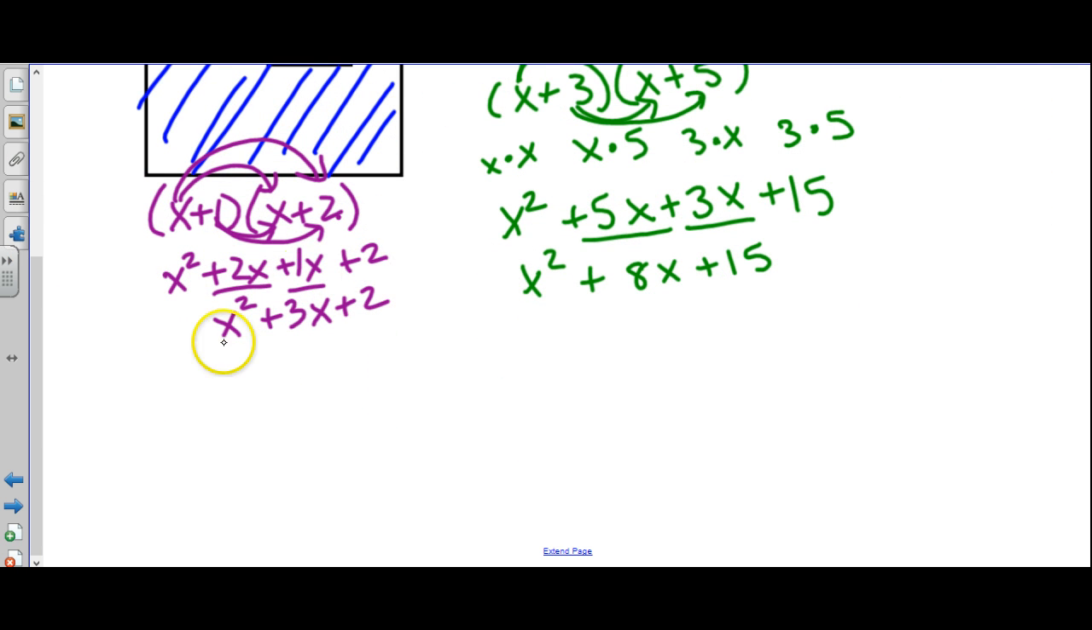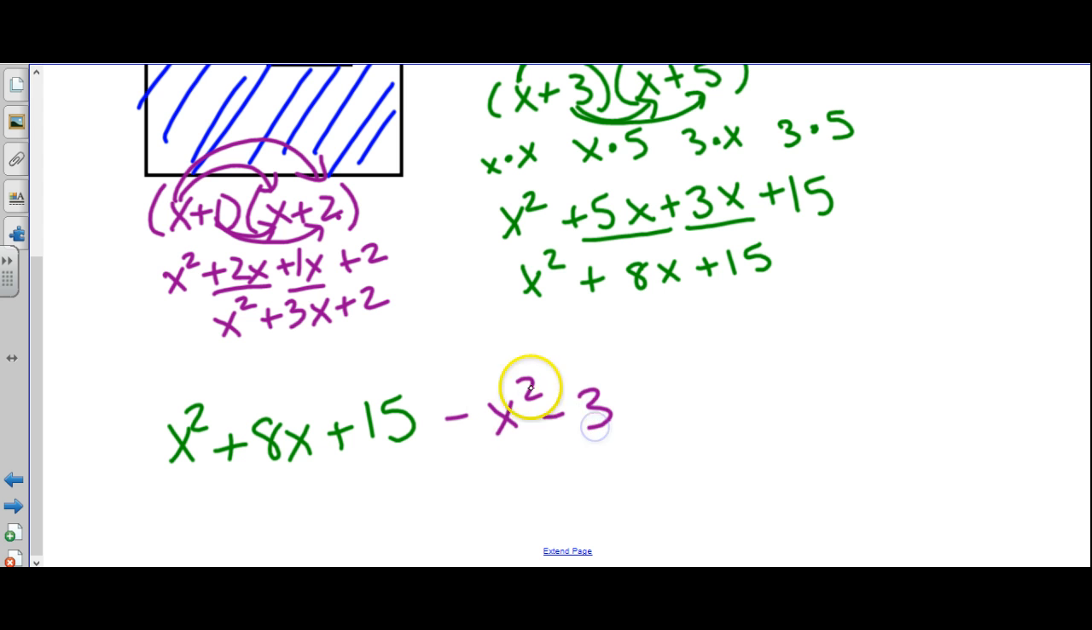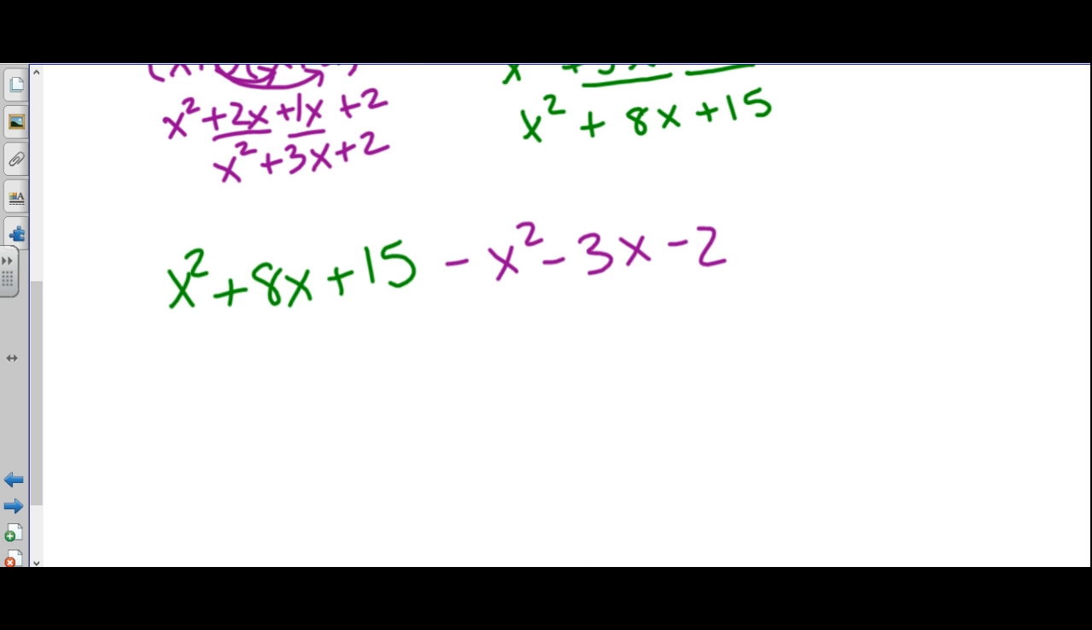Now we want this to be taken away. We want to minus it. So we start with our x squared plus 8x plus 15. And we want to take away, which means we want to minus everything. Minus the x squared, minus the 3x, minus the 2. And then we want to combine our like terms. We have an x squared and a negative x squared. X squared minus x squared cancels each other out. They get rid of each other.